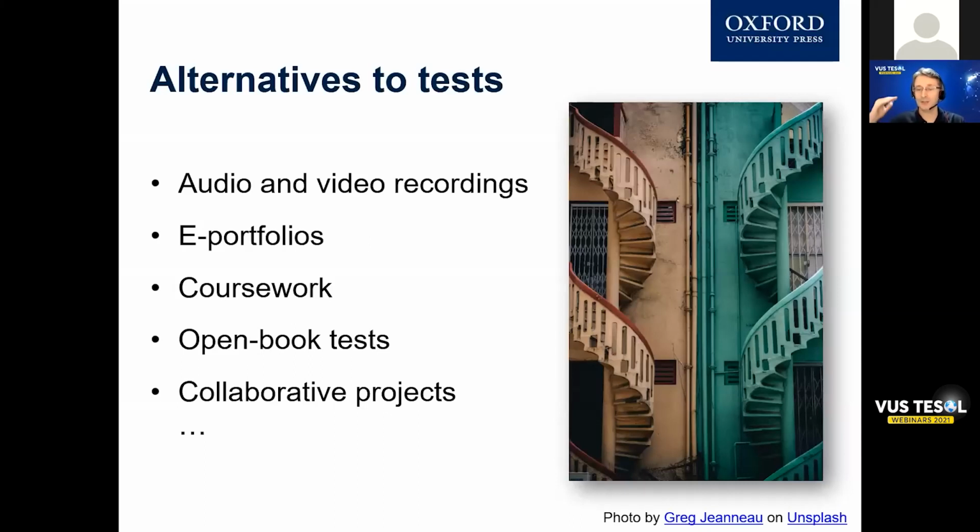Now, open book tests are kind of between coursework and traditional tests. What happens is you give students, say, 48 hours or 72 hours or something to complete a task. And the students are allowed to use dictionaries and other resources. Okay, so it's a bit more pragmatic, especially for online testing when you can't check what they're doing.